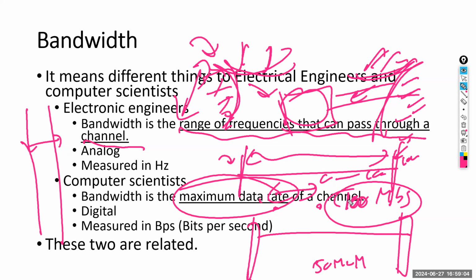So that is called what? Bandwidth. So bandwidth can be frequency range like hertz, or bit per second.